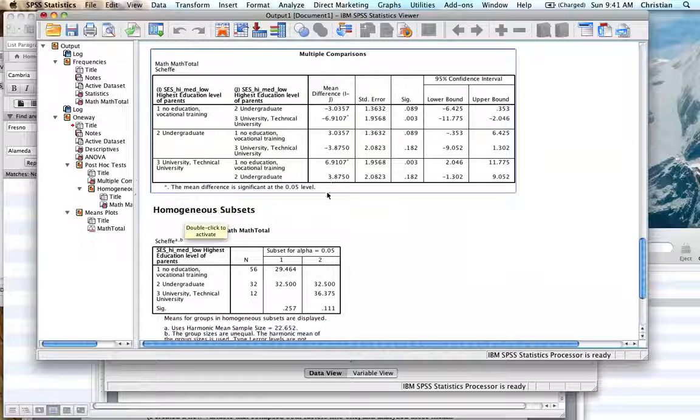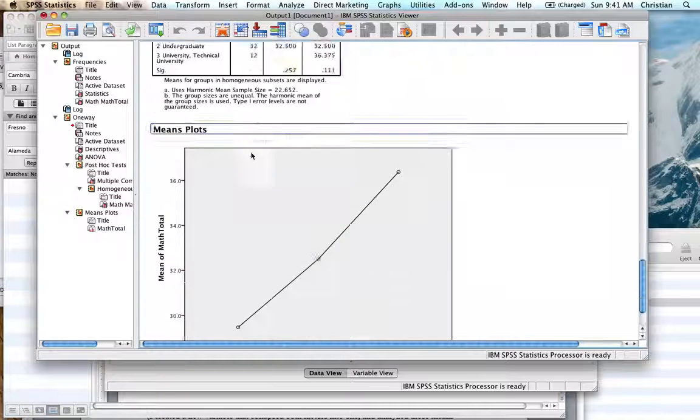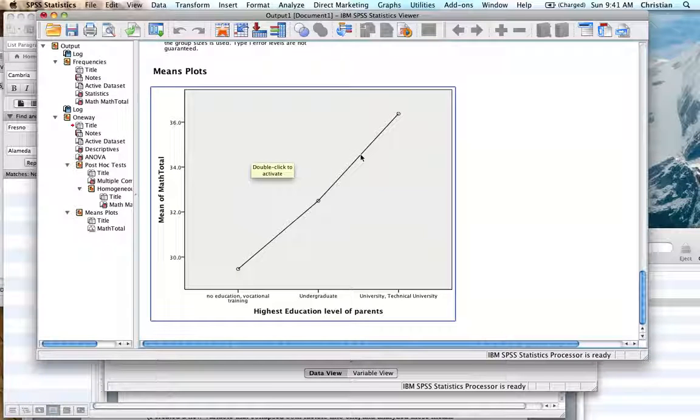So what did we learn? We know that no education is different from university, but undergraduate is not different from no education, and undergraduate is not different from university in statistics. And what we see here with the graph, we can say these very low guys are significantly lower than these guys, but they're not lower than the middle group, and the middle group is not lower than the higher group. So that's the one-way ANOVA.